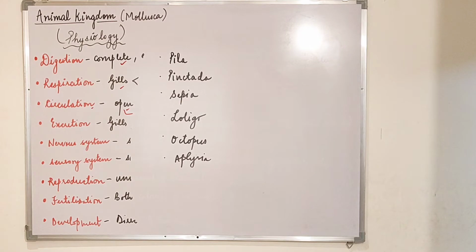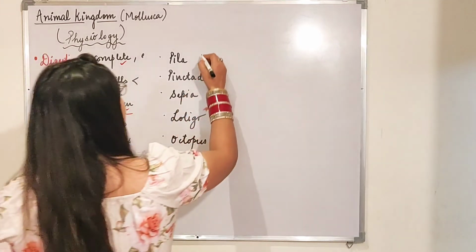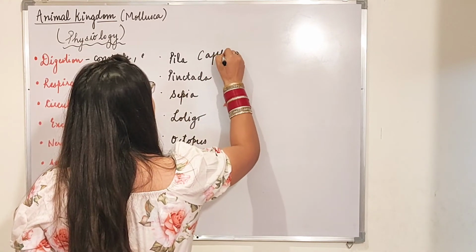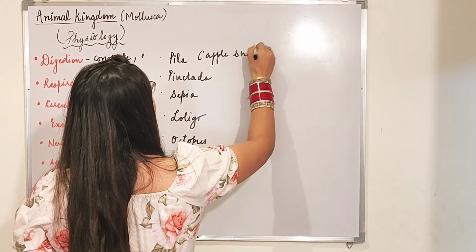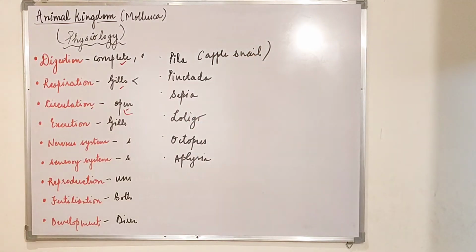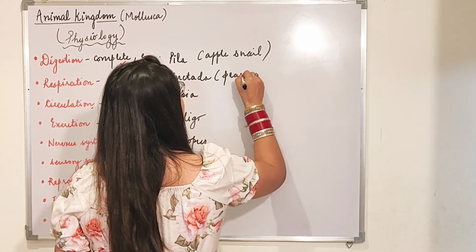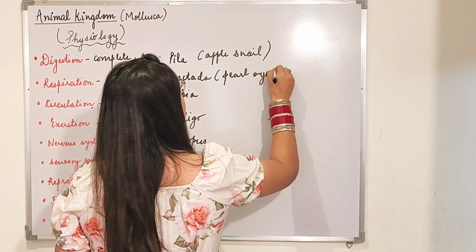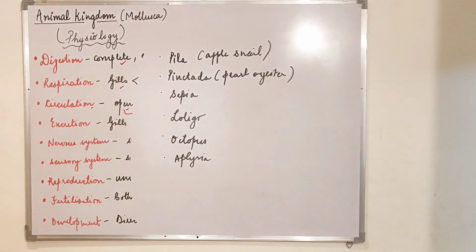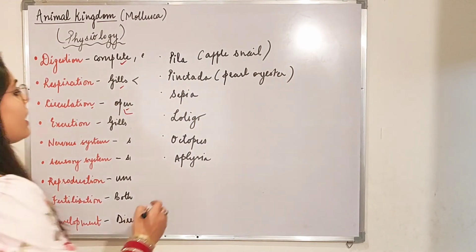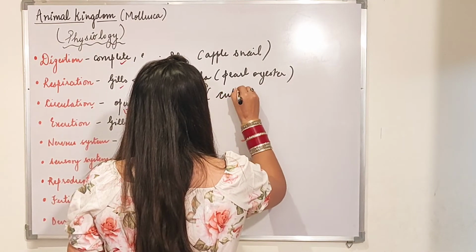Now you also have to write their common names. First is the apple snail. Pila is also known as the apple snail. Then what is pinctada? Pinctada is the pearl oyster. Then next is sepia. Sepia is what, beta? The cuttlefish.